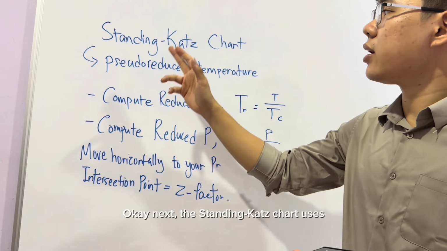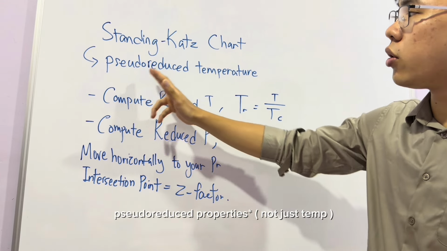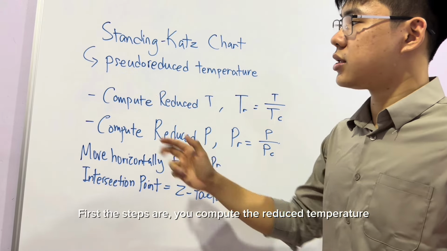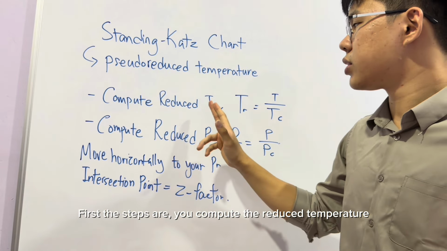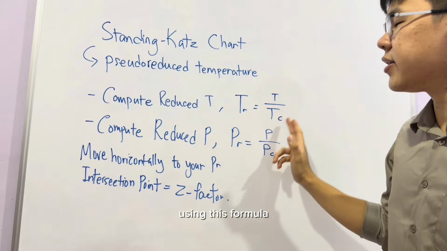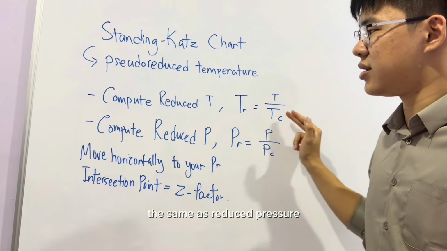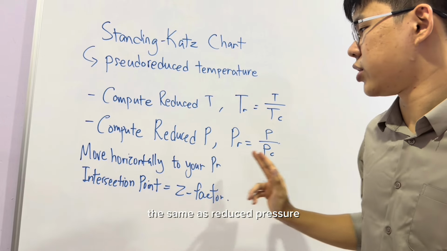If the Z factor is larger than 1, it means the repulsive force dominates. Okay, next, the Standing-Katz chart uses the pseudo-reduced temperature to locate and find the Z factor. First, the steps: you compute the reduced temperature, TR, using this formula, which is the temperature over the critical temperature, and the same for reduced pressure.